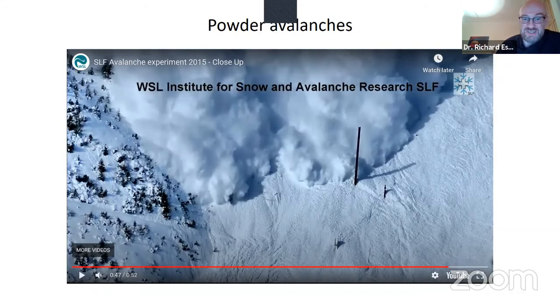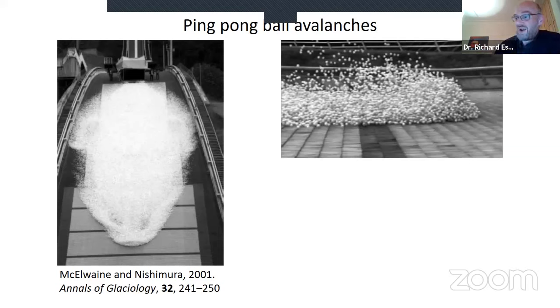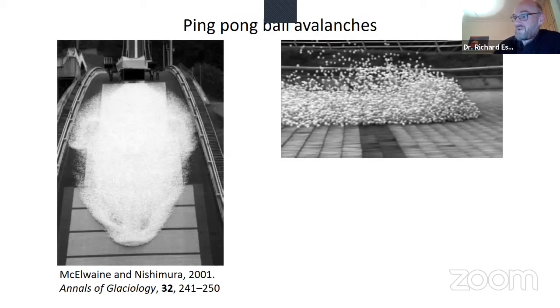This is a Japanese experiment, and rather than using snow, they used ping pong balls and rolled a lot of ping pong balls down a ski jump landing slope, which is here viewed from the front and in this one from the side. And with high-speed photography, they tracked the motion of particles. They measured air pressure as this ping pong ball avalanche flowed past, and they measured the terminal velocity of avalanches with different numbers of ping pong balls.